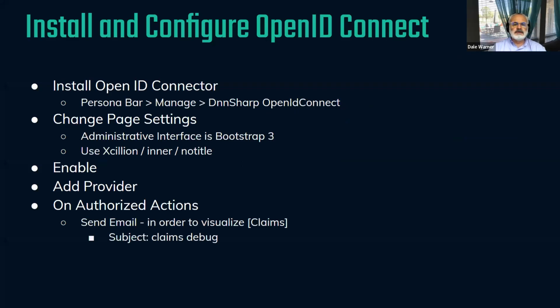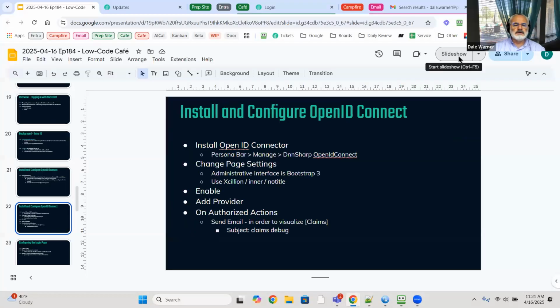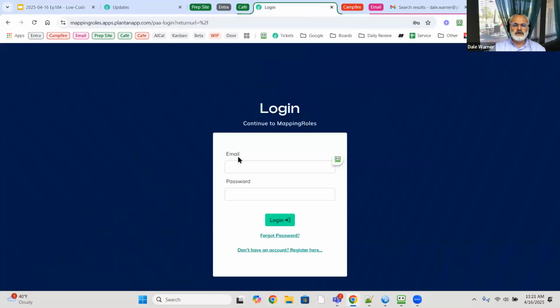So these are the steps that we'll take to install and configure OpenID Connect. We're going to install it, and then we'll find it, and then we're going to also change some page settings because of Bootstrap 3. This product has been around a long time, OpenID Connect, and it has not been updated for Bootstrap 5.